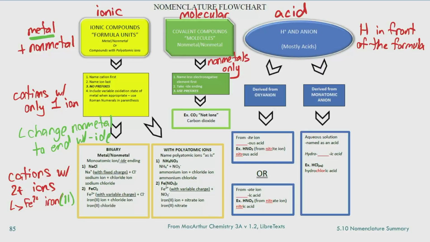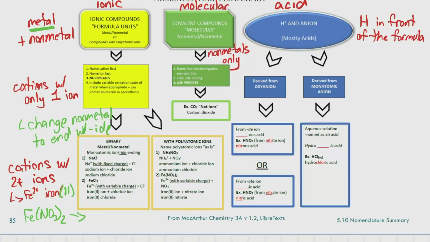If it's got a polyatomic ion, so like if it's Fe2+, Fe(NO3)2, we don't change the ending of our oxyanions or our polyatomic ions. So this would be iron(II) nitrate. That "ide" ending lets us know that we've just got that nonmetal by itself.